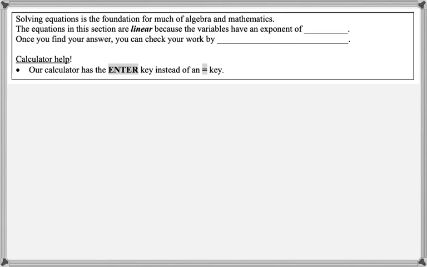Solving equations is the foundation for much of algebra and mathematics. The equations in this section are linear because the variables have an exponent of 1. Once you find your answer, you can check your work by plugging the answer back in.